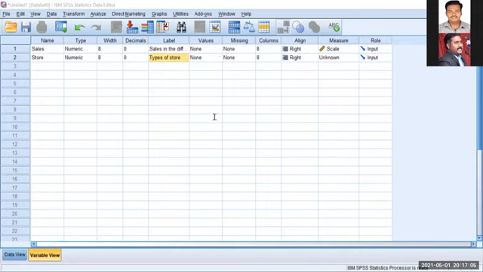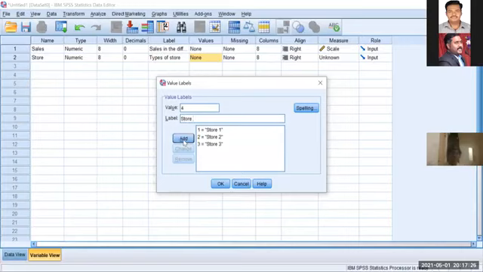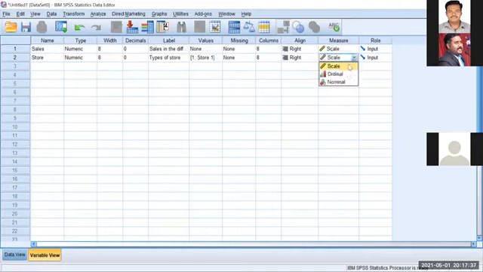Here we can give the value because we have 5 stores, right? 1 equal to store 1. 2 equal to store 2. Add. 3 equal to store 3. Add, and then 4 equal to store 4. Add. 5 equal to store 5. Add. Okay. Now give OK. We are using nominal.